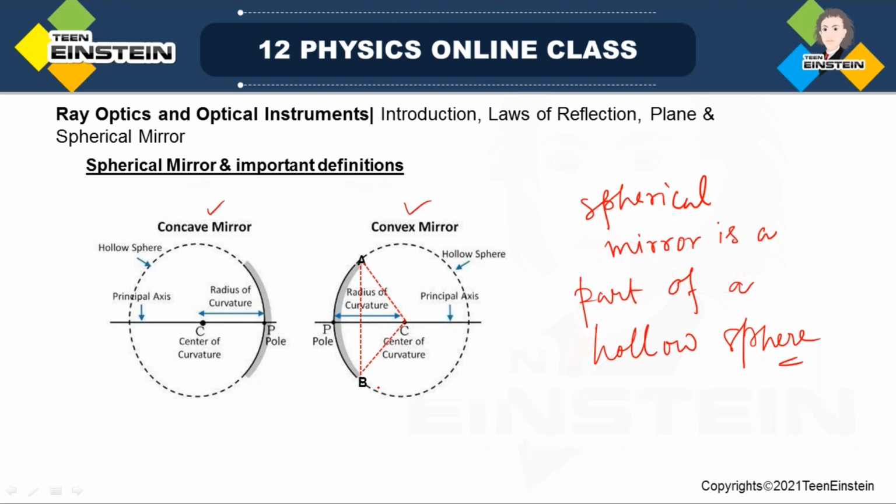And as you can see, there are two types of mirror. One is the concave mirror, another one is the convex mirror. So if you take the bulge part as the mirror, this part as the mirror, you just keep a candle over here. See, okay, just a minute.